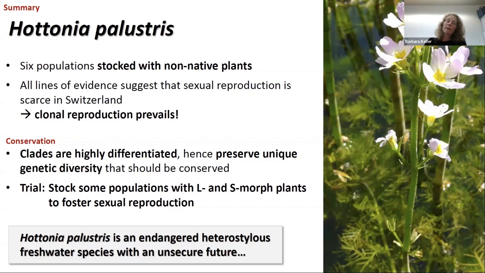To conclude, we can say that Hottonia palustris is an endangered heterostylous freshwater species with an unsecure future, at least in Switzerland.